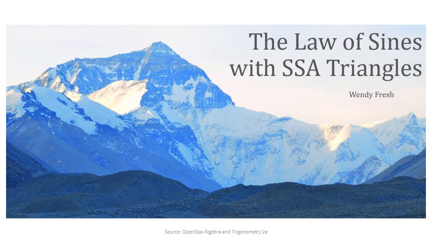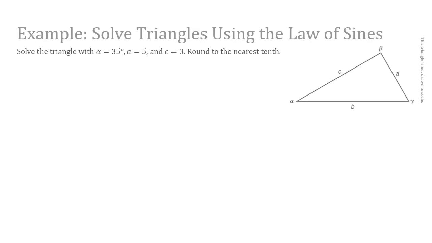In this section, we'll take a look at the law of sines using side-side angle triangles. Let's try an example. In this example, we're being asked to solve the triangle with an angle alpha equal to 35 degrees, the side across from it, A, equal to 5, and another side, C, equal to 3. We're then asked to round to the nearest tenth.